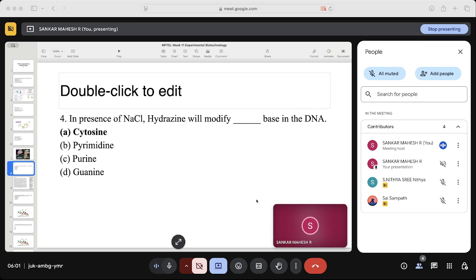The next question is, in the presence of NaCl, hydrazine will modify dash base in the DNA. Cytosine, pyrimidine, purine, and guanine. So you can take a couple of minutes to think about this, and then we'll start with, maybe if you know about the technique, what the technique is about, and build it from there.